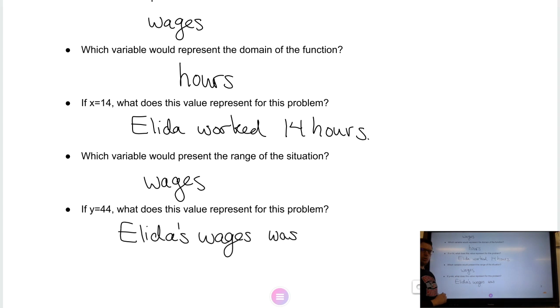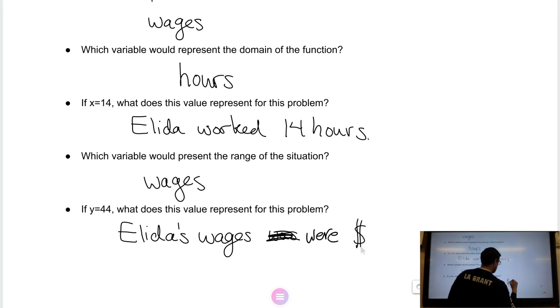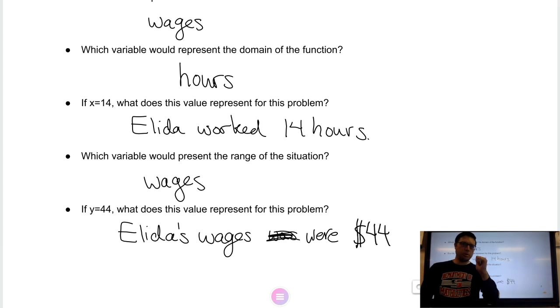Is wages plural or singular? Wage, wages. I'll make it sound like it should, but I'm debating that. Sometimes it looks like it's a plural word. Anyway, whatever. We're $44 for the week.